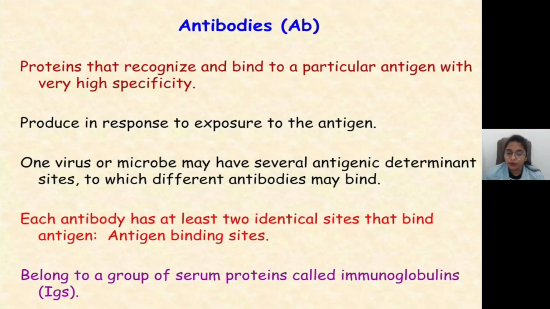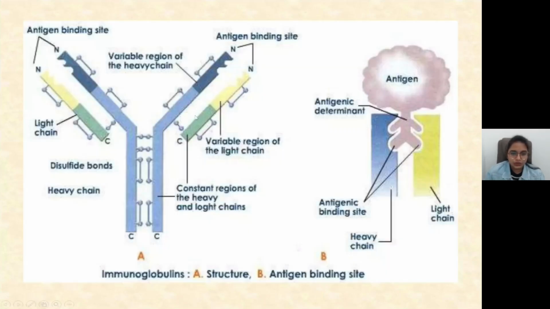They belong to the group of serum proteins also known as immunoglobulins. These antibodies are formed from plasma cells. So they belong to the group of serum proteins, which are called immunoglobulins. As you can see in this picture, picture one is the structure of an antibody, and this will be your antigen binding site. In this picture, both of these are your antigen binding sites, from where the antigen can bind.